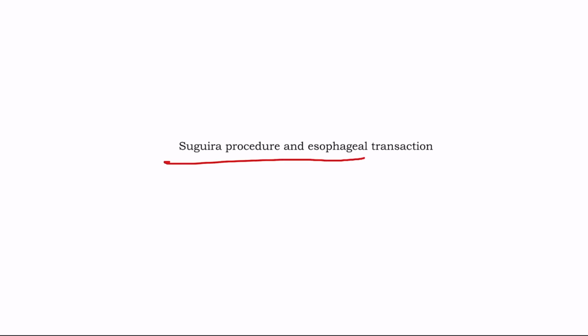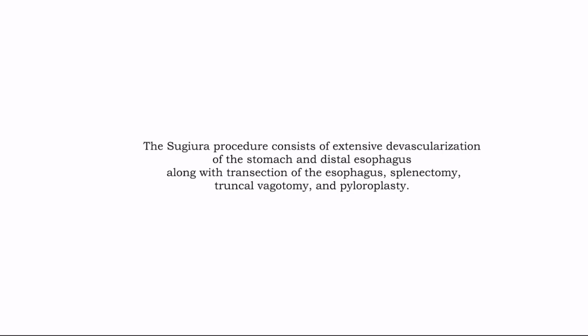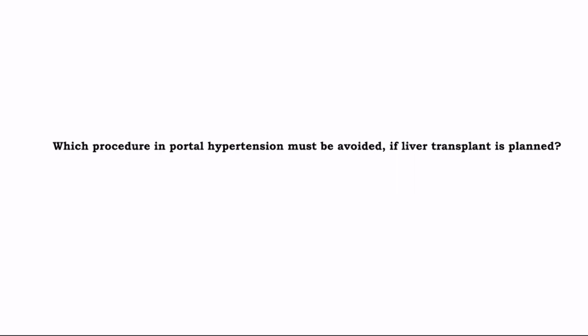What is the non-shunt surgery for controlling excessive variceal bleeding? Sugiura procedure. What is Sugiura procedure? The Sugiura procedure consists of extensive devascularization of the stomach and distal esophagus along with transection of the esophagus, splenectomy, truncal vagotomy, and pyloroplasty.